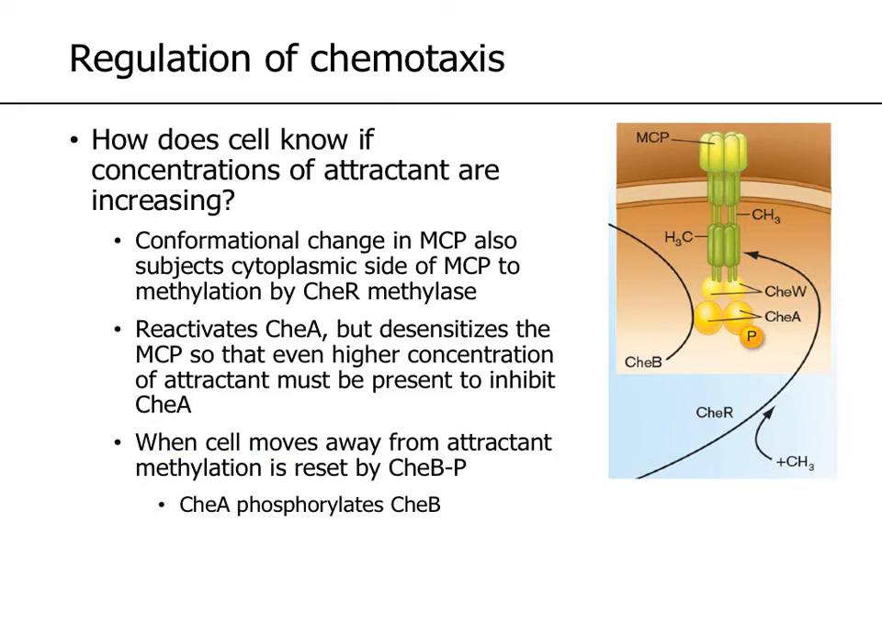So the cell does all these movements randomly, right? So if it gets it wrong and it moves away from the attractant, the methylation can be reset by this KB, this phosphorylated KB. So KA also phosphorylates KB, but this will actually remove this methylation and it resets the sensitivity. So now, if it was in a lower concentration, it can go back to try and find that original spot that it was in.